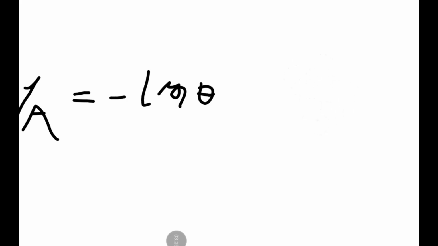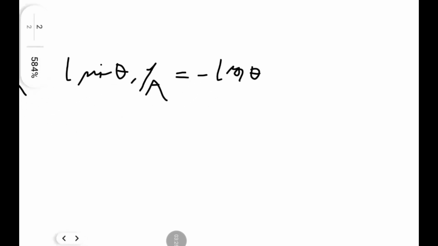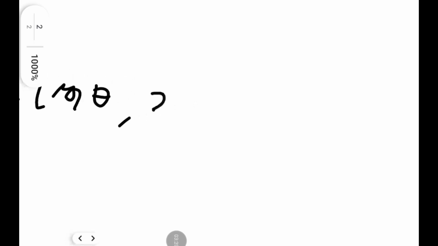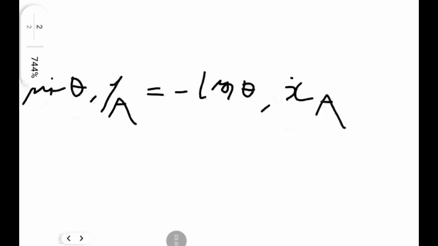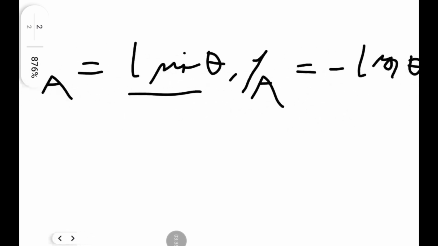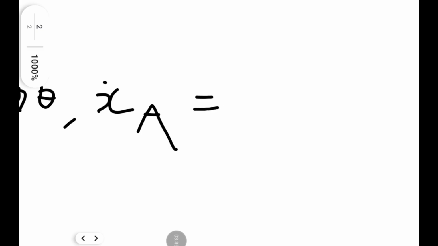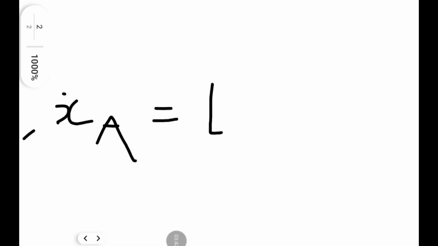For the next part, we want to find the velocity as a function of theta, and to do that, all we have to do is use calculus. So we look at these here, and we're going to find x dot of A, the derivative of L sine of theta. L is a constant, so it's just going to stay as L.